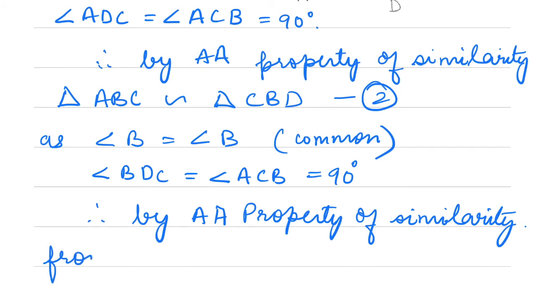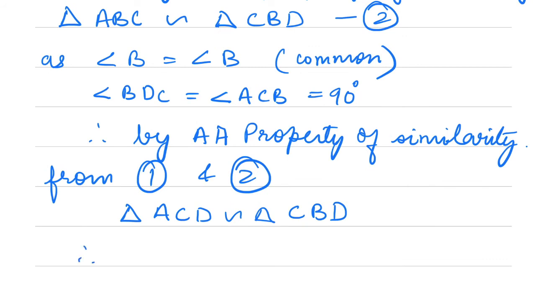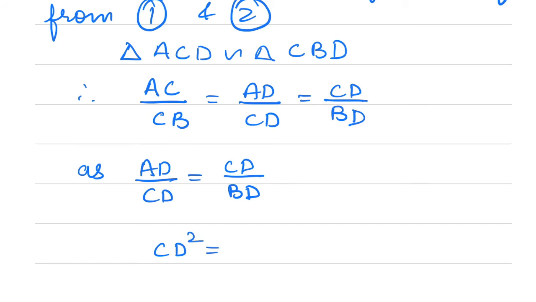Now from first and second we can say that triangle ACD is similar to triangle CBD, because both are equal to triangle ABC. Therefore we can write down the ratio of the sides. AC by CB is equal to AD by CD is equal to CD by BD. Now as AD by CD is equal to CD by BD, so we can say CD square is equal to AD multiplied by BD. Hence proved.